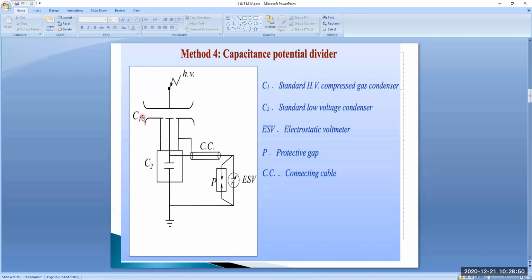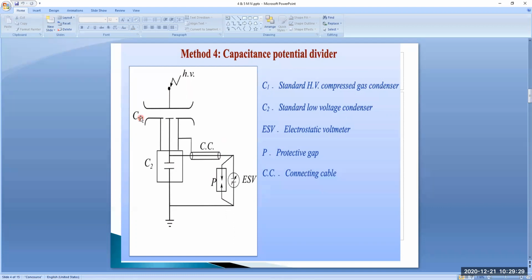These have three terminals, no? One terminal is connected to the shielding cable, the connecting cable. One terminal of the capacitor is connected to the connecting or shielding cable, so as to avoid external stray magnetic field effects. Another terminal of the capacitor is connected to the shielding cable. Okay, and this is called the standard low voltage condenser. In the previous class, C1 was the capacitor that can offer very high voltages.